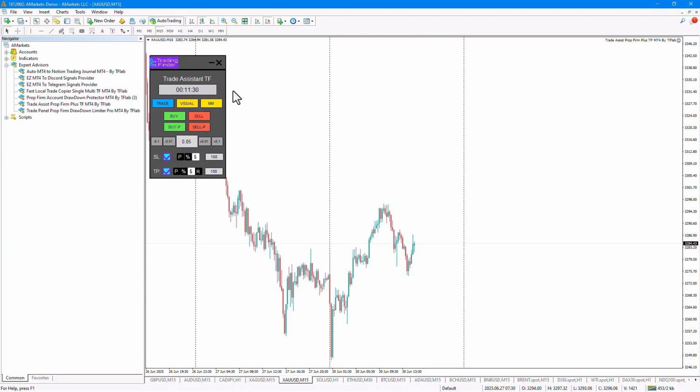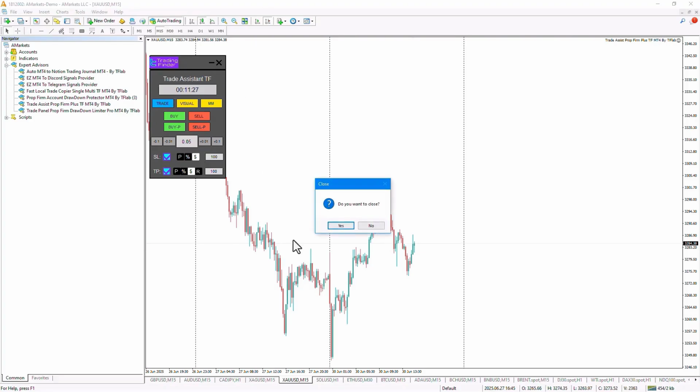At the top section of the panel, there are two options. By clicking on the first option, a warning message is displayed. If you select yes, the expert advisor will close and be removed from the chart. If you select no, the expert advisor will remain on the chart.